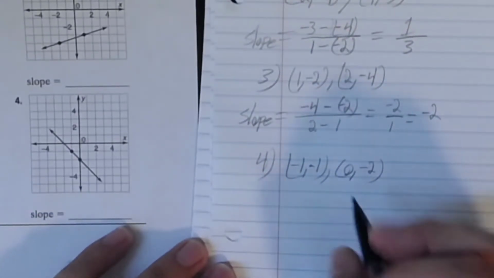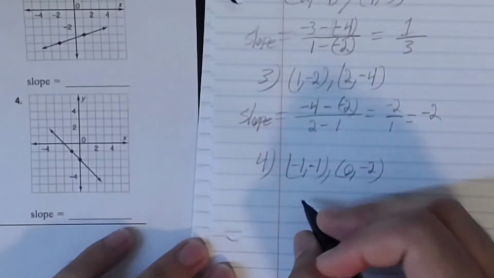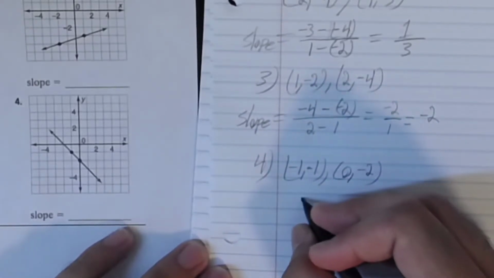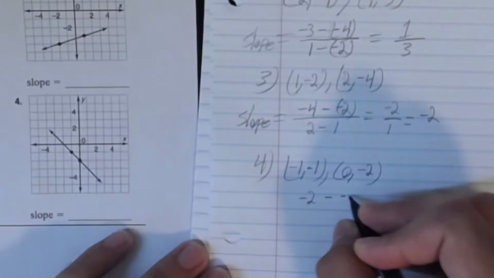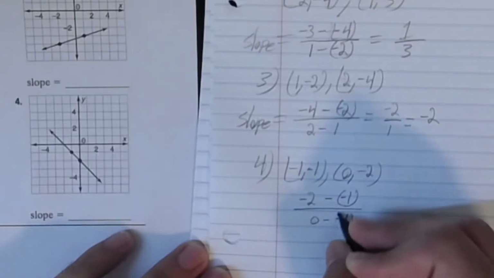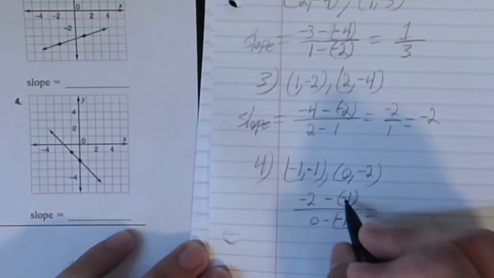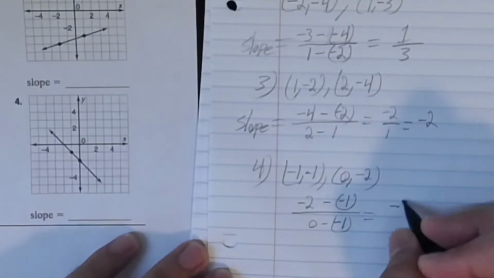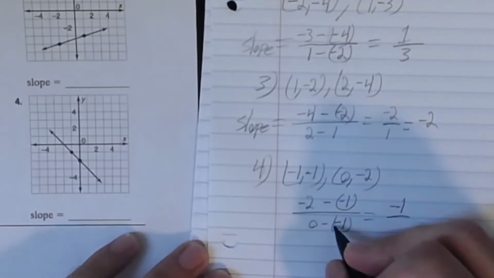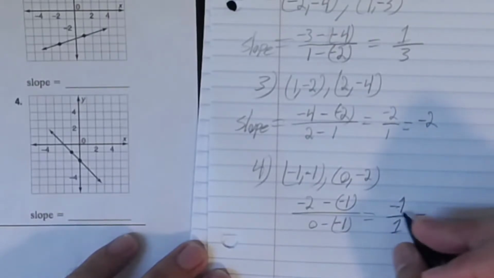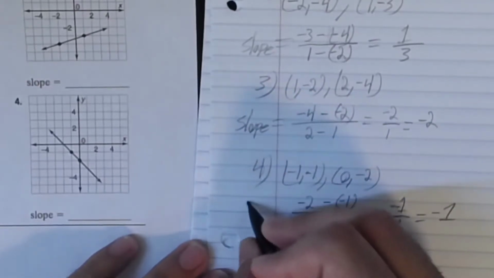Now we have to do the formula. Same thing. We do this minus this over this minus this. So we got -2 minus a -1. And then we do 0 minus a -1. We got a negative negative right here, so this becomes a positive. So -2 plus 1 is -1. We got 0 minus a -1. This is just a 0, so it's just a negative here. So this just becomes a 1. So we got -1 over 1, which is just -1. This is our slope.